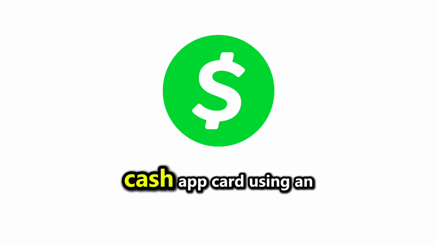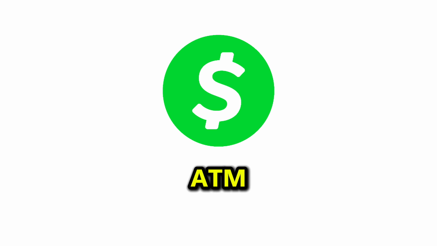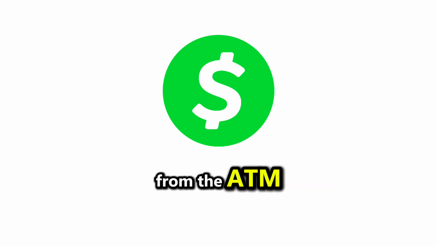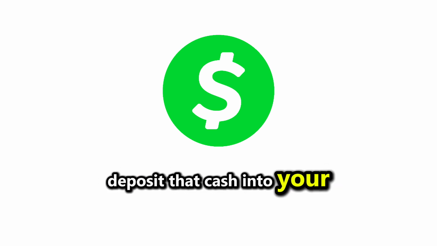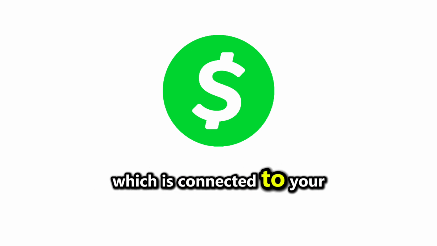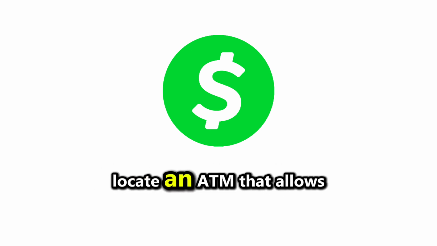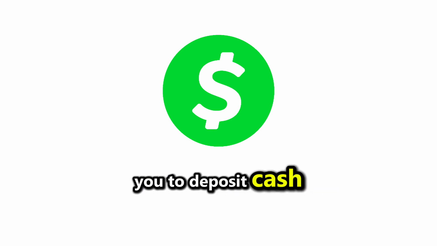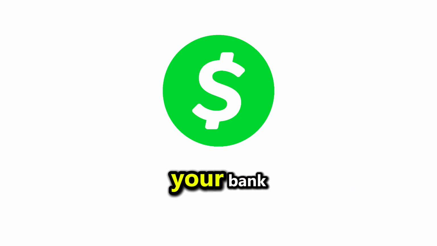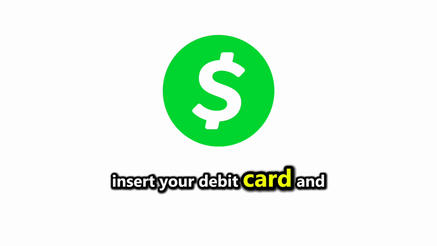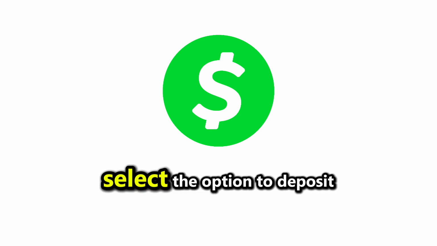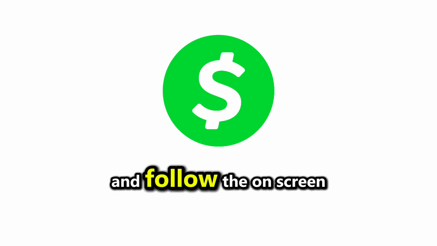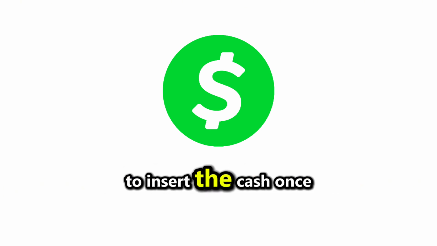To add money to your Cash App card using an ATM, you'll need to withdraw cash from the ATM and then deposit that cash into your linked bank account, which is connected to your Cash App. Locate an ATM that allows you to deposit cash, such as those associated with your bank. Insert your debit card and enter your PIN. Select the option to deposit cash and follow the on-screen instructions to insert the cash.